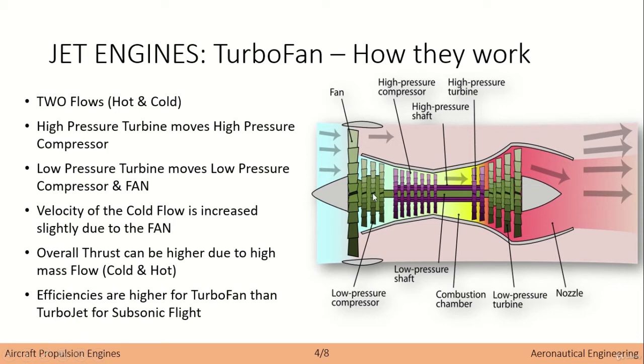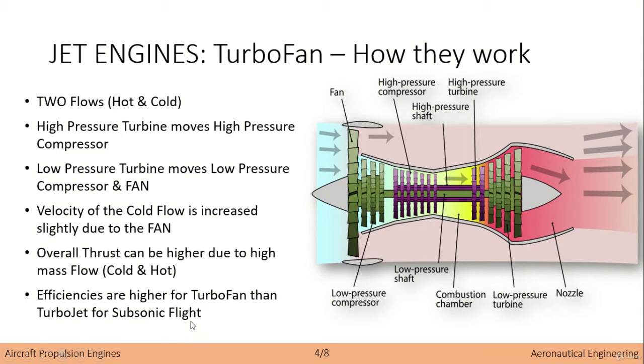So turbofans are a bit more efficient in terms of subsonic flight because we also count with a fan. Okay, and this fan will generate a bit more velocity to the mass flow, and because there's a lot of mass flow, this will be converted to an extra part of a thrust. Okay, so overall thrust can be higher due to high mass flow, right? So combining the hot flow and also the cold flow, as we mentioned. Now, efficiencies in these cases in turbofans are higher than turbojets for subsonic flight.